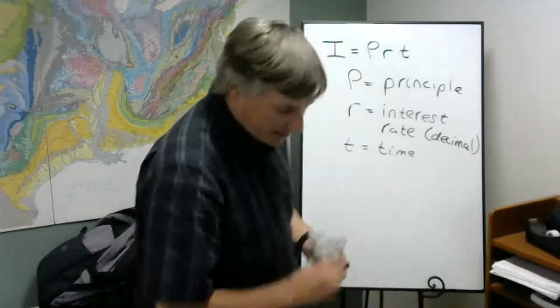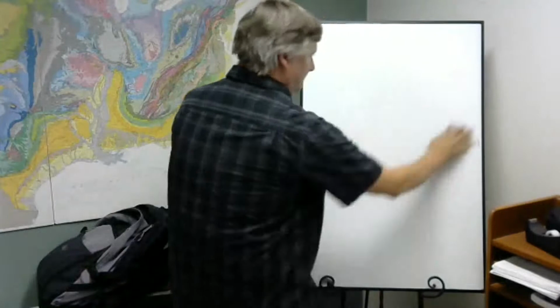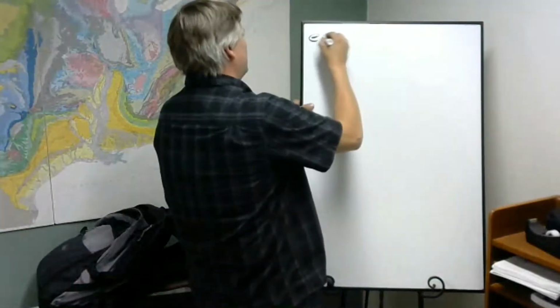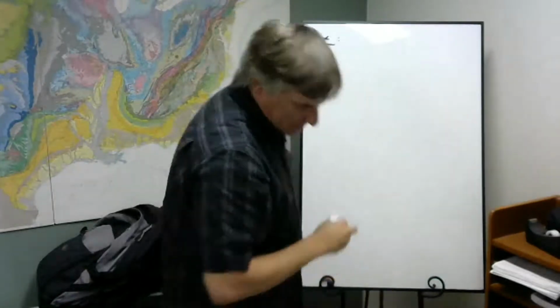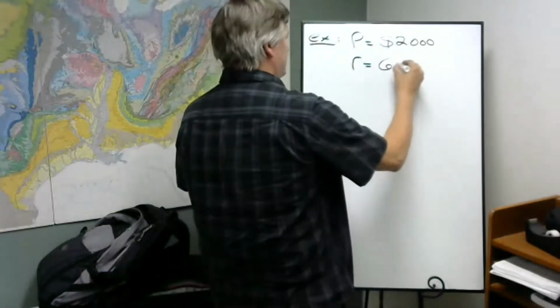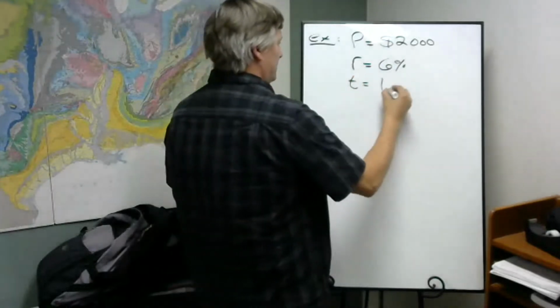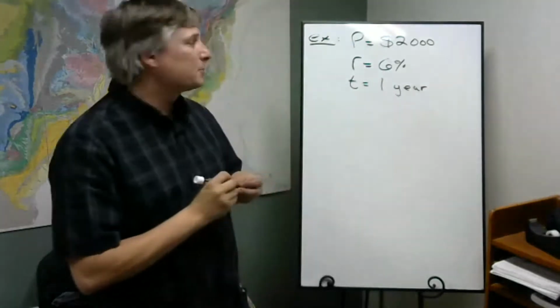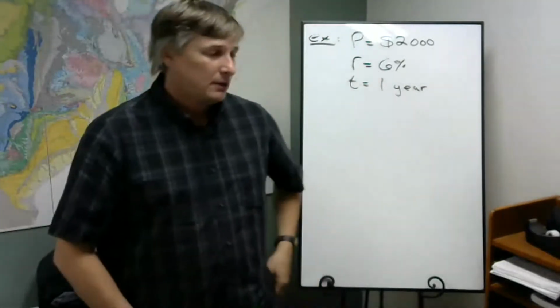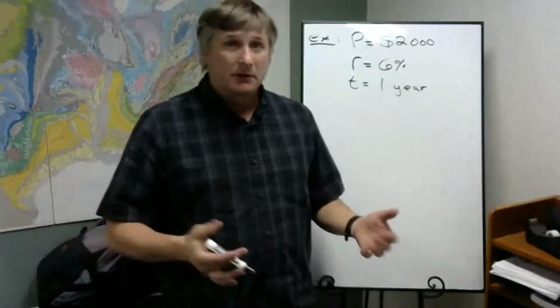So let's do a calculation here. Let's say the principal is $2,000, the interest rate is 6%, and the time is 1 year. Now, for these problems, we're going to assume this is an annual rate, or a yearly rate. Sometimes it's possible to have a monthly rate, so at the end of each month you have to pay interest. But usually it's going to be yearly or annual.